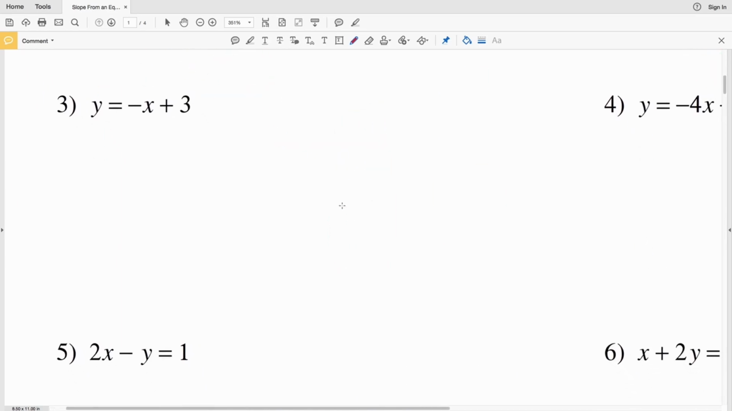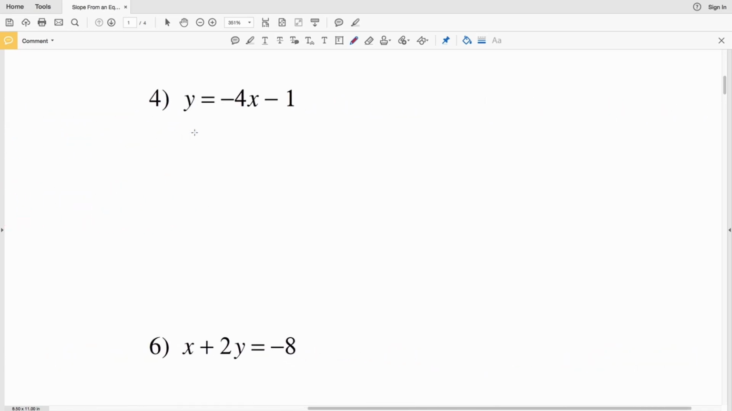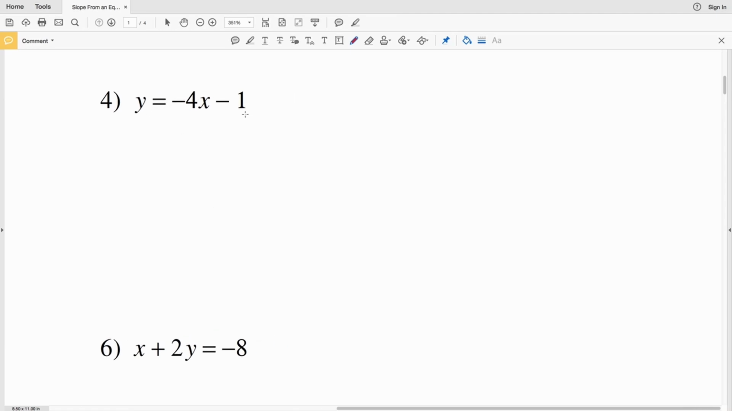Number 3, again, it's in the form of y equals mx plus b, but remember, negative x is the same as negative 1 times x. So really, we have y equals negative 1x plus 3. So in this case, our slope is negative 1. And our y-intercept would be that positive 3. For number 4, y equals mx plus b, our b is a negative 1, and our slope m is a negative 4. So negative 4 is the answer for number 4.